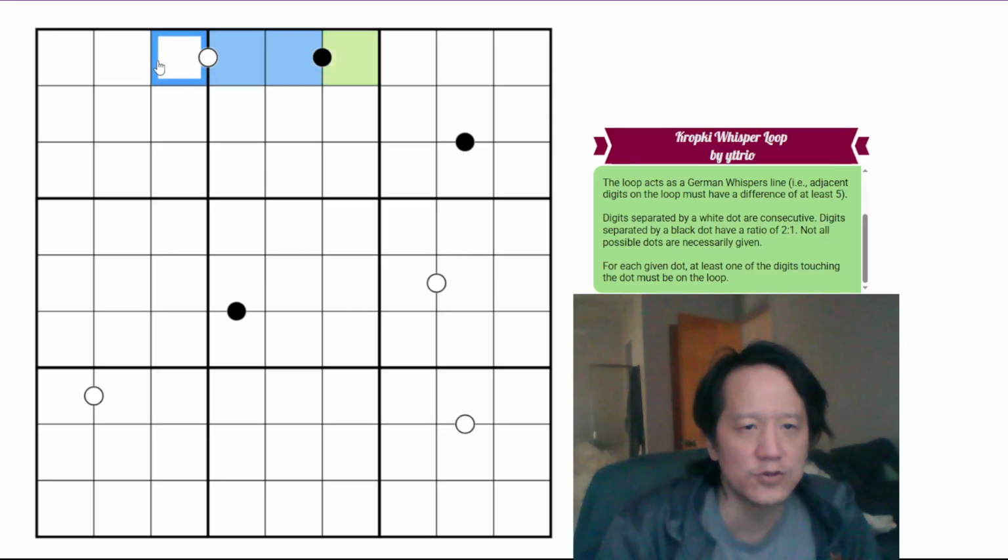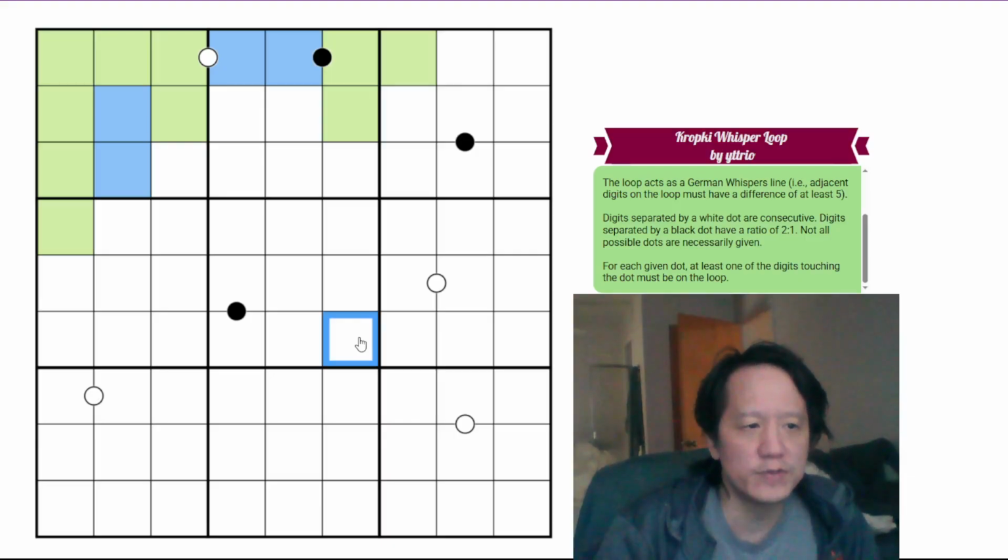This must be part of the loop, and this must be part of the loop, which means it enters in here and exits out this way. It enters in this way and exits out this way. So this is not part of the loop because it would be considered touching itself. It has to exit out this way. It cannot go this way because it would be considered touching itself on the corner. So that's not allowed. That means it must go this way.